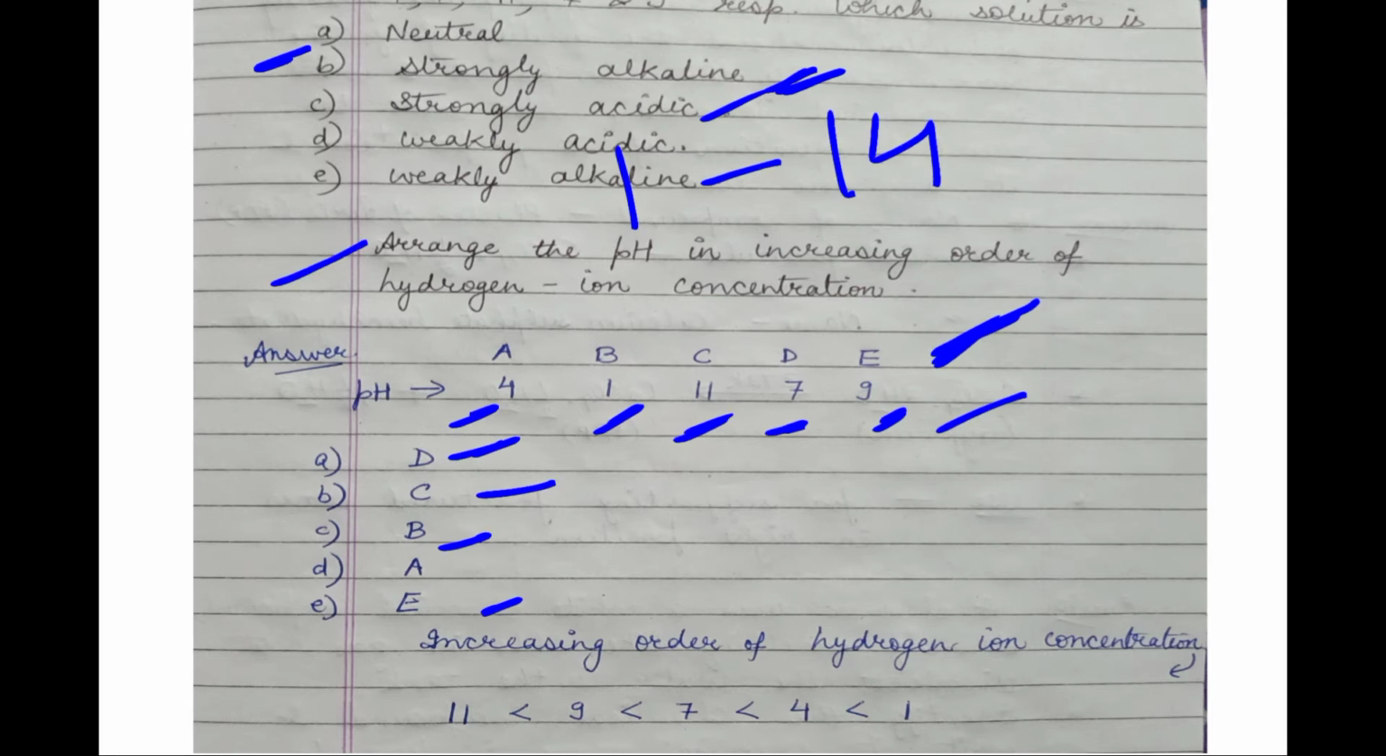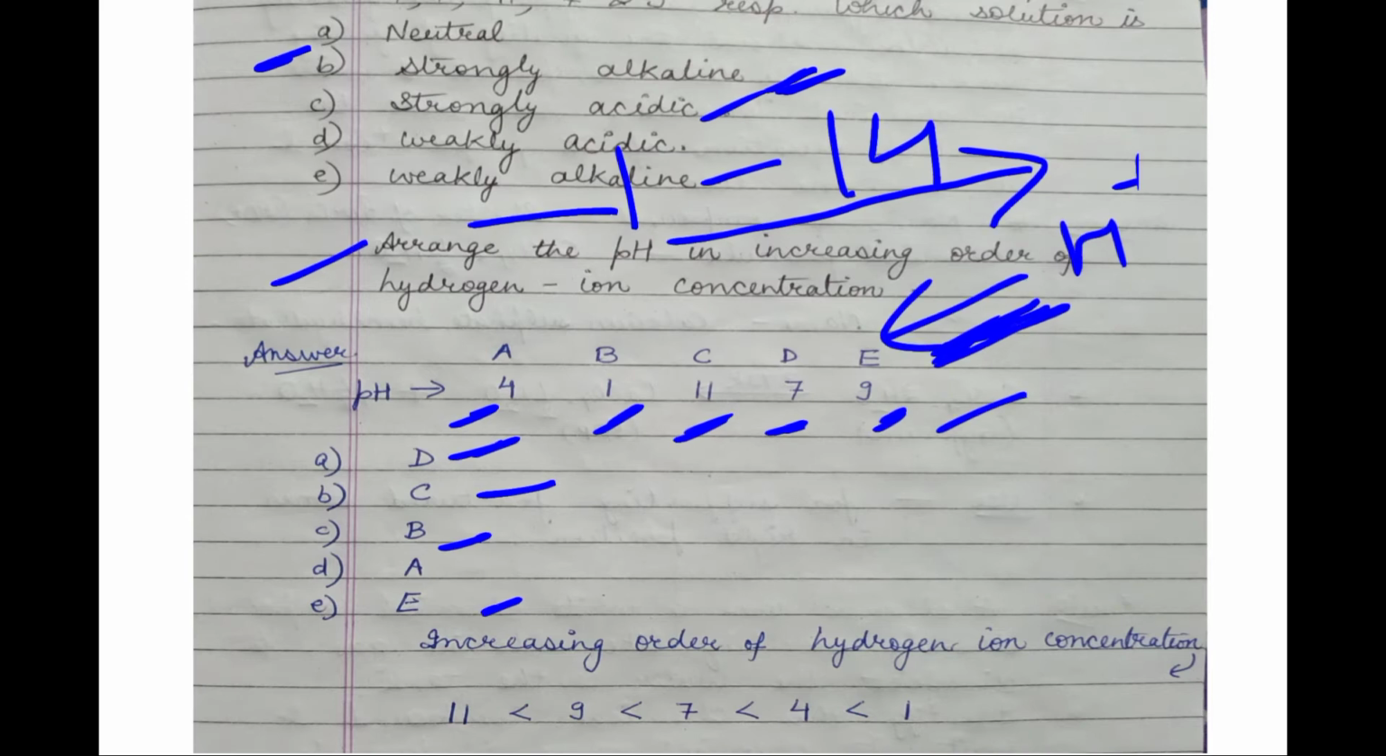Now arrange the pH. Here we won't give answers in terms of A, B, C, D and E. We will arrange the pH in increasing order of hydrogen ion concentration. As the value of pH goes on increasing, the hydrogen ion concentration goes on decreasing. So we have to arrange in increasing order of hydrogen ion concentration. So the answer will be 11, 9, 7, 4 and 1. 1 having the least pH value will have maximum hydrogen ion concentration, and 11 being the most highest pH value among these 5. So here the concentration of hydrogen ion will be least.